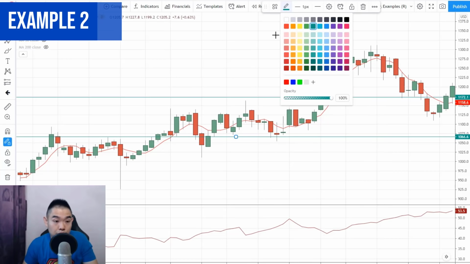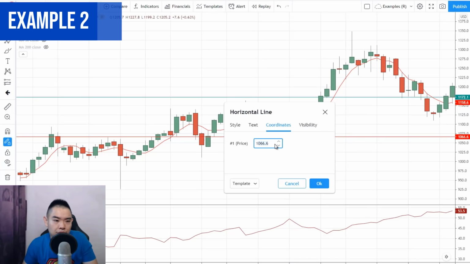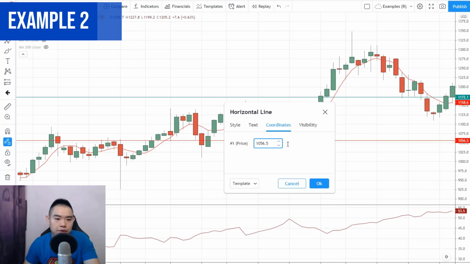And let me just share with you over here. Say stop loss is red, and the level that we will use is at 1056.5. There you have it, our stop loss.